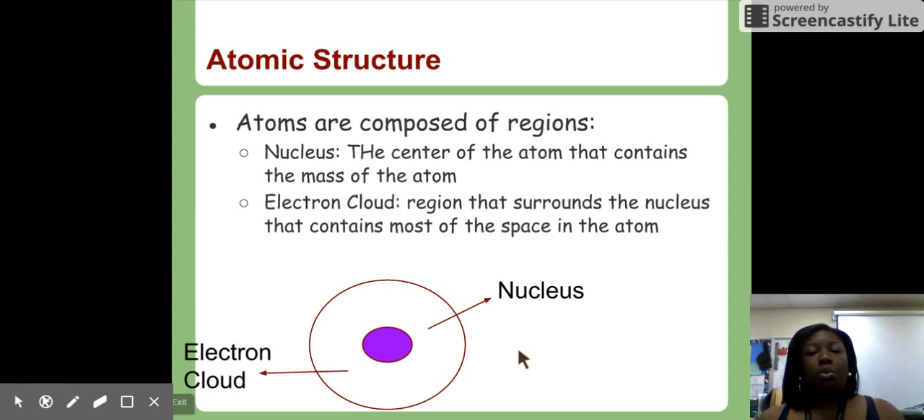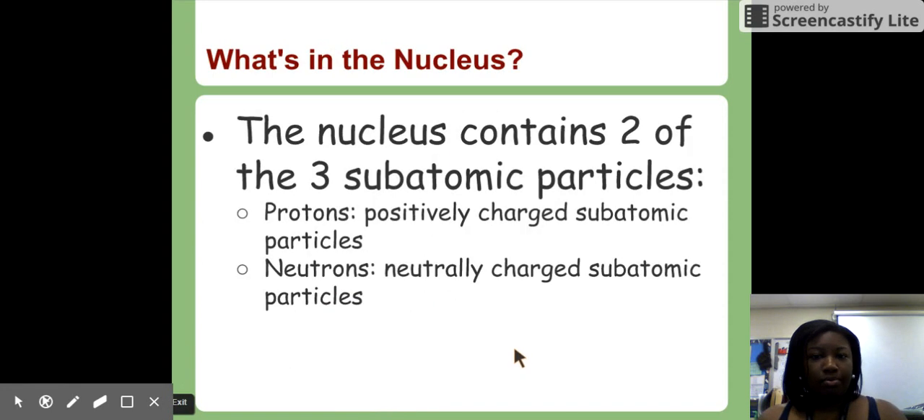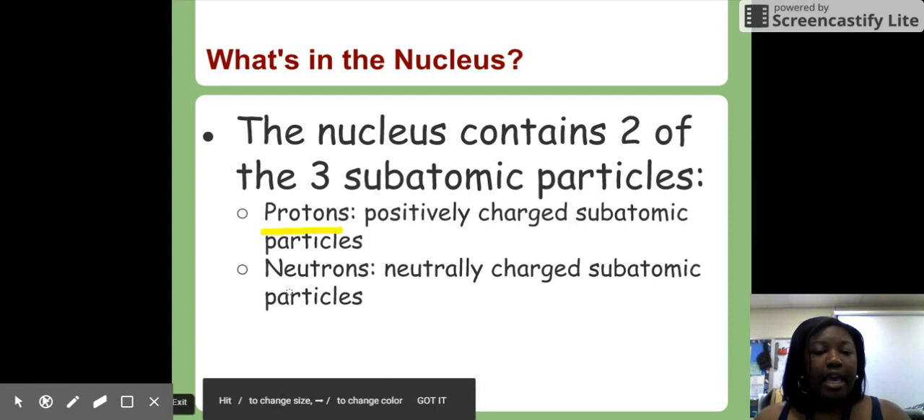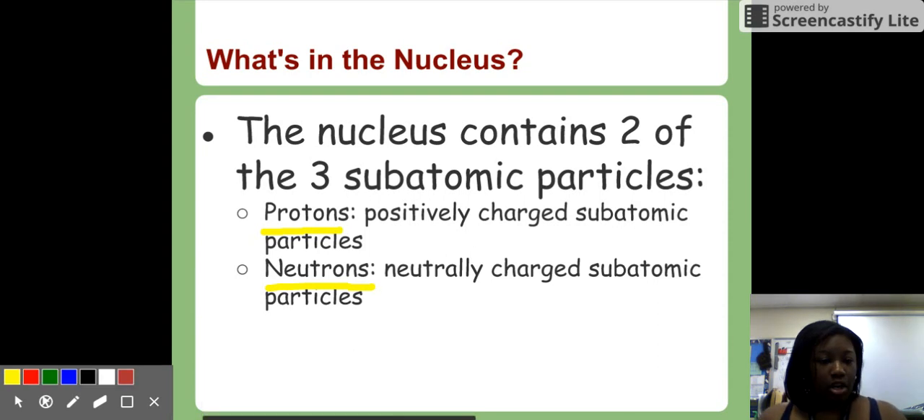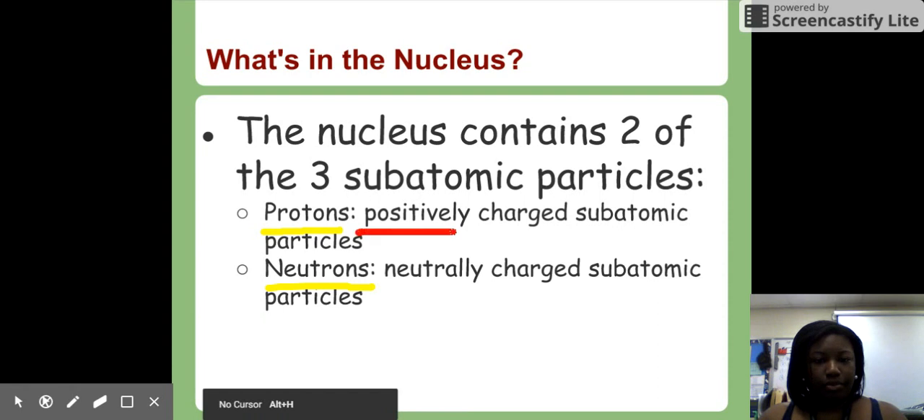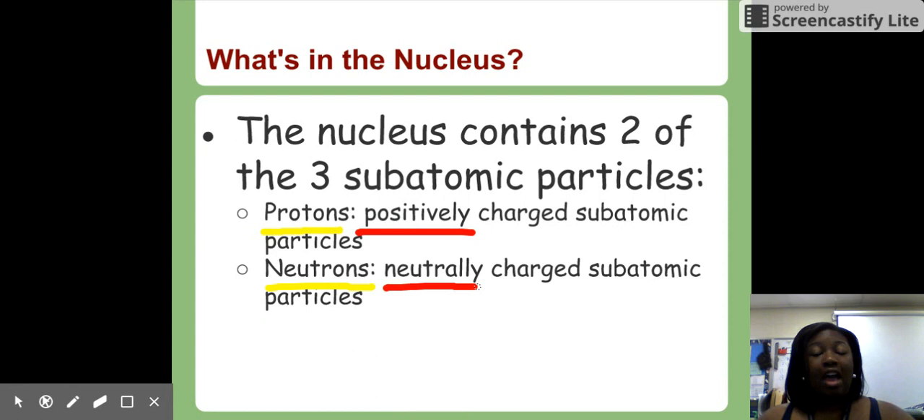All right. So we looked inside the nucleus. In the nucleus, we have 2 to 3 subatomic particles. Don't let the word subatomic scare you. They're just referring to the small particles that make up the whole atom itself. The 2 that we are going to deal with are the protons and the neutrons. The protons have a positive charge, and the neutrons are neutral. They have no charge at all.